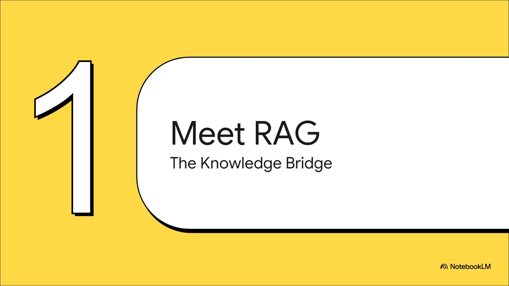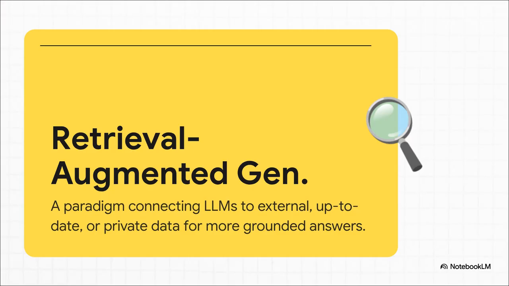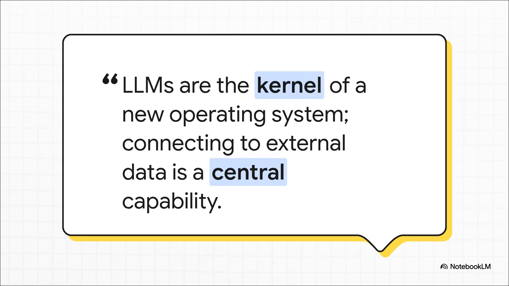Think of it as the bridge that connects the AI to all this information it doesn't have. It lets the AI access and actually use brand new external knowledge. So what is it exactly? Well, RAG, or Retrieval-Augmented Generation, is a system that connects a large language model to these outside data sources. We're talking about your private documents, company databases, even live news feeds. It uses that connection to give you answers that are way more accurate, way more relevant, and totally up to date.